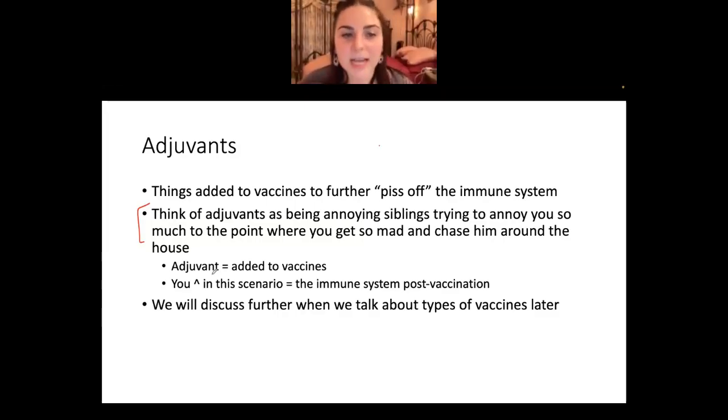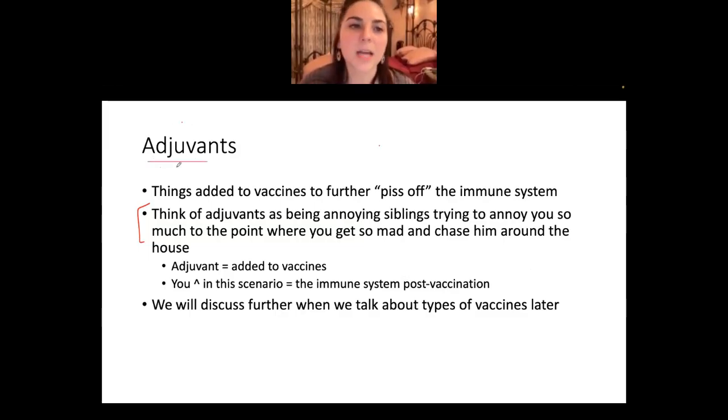So the adjuvant is added to the vaccines, and you in this scenario are the immune system after the vaccination. You're trying to elicit a really intense immune response. And again, when we talk about the types of vaccines at the end of this, we'll talk about adjuvants.